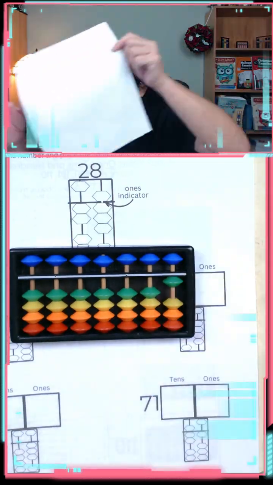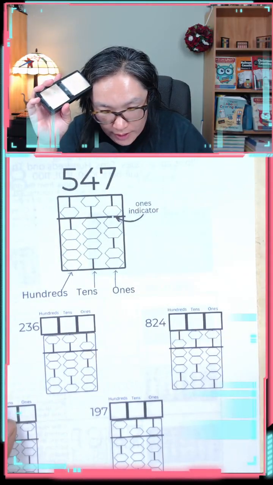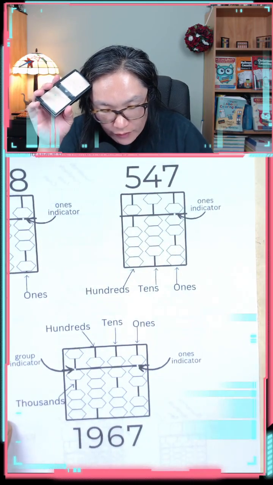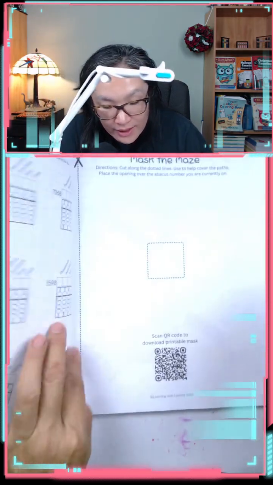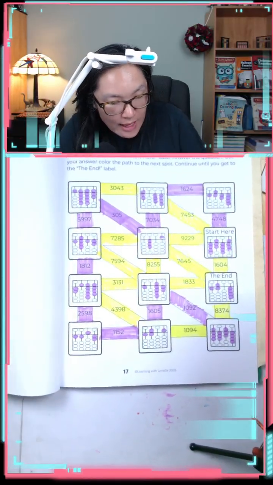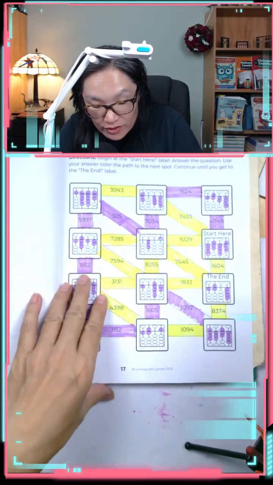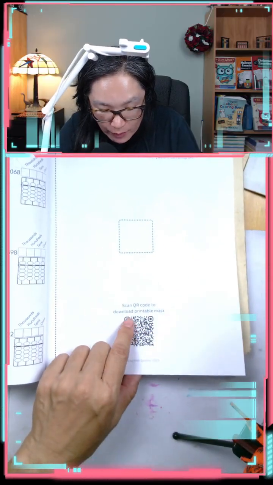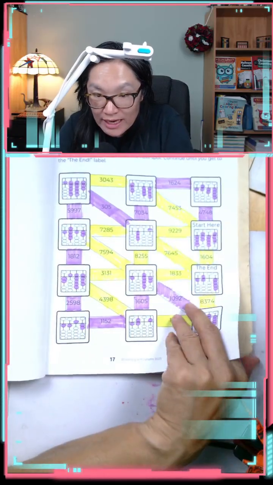Okay, so we're back to here. When we're looking, it does a little review of what the hundreds look like, and then another review of what the thousands look like. And then after that, you can start doing the maze. So this is what we're working on. I give you a mask maze. This mask maze is to cover the answers, but I noticed that the paper is a little thin. So I give you the opportunity to download the mask maze, so you can print it on anything you'd like.